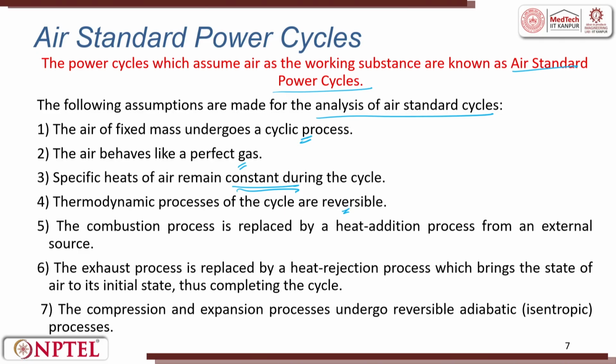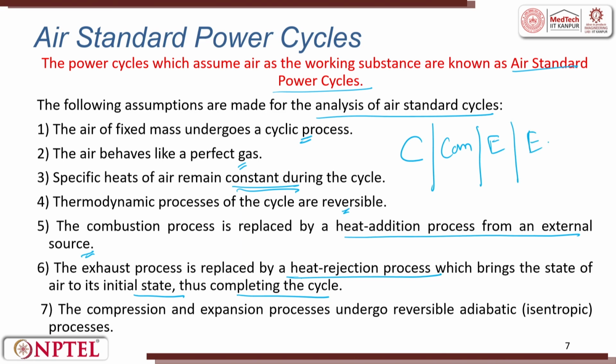The combustion process is replaced by a heat addition process from an external source. The combustion process is replaced because when combustion happens, we go from compression, combustion, expansion, and then exhaust. You try to apply heat from outside. The exhaust process is replaced by a heat rejection process which brings the state of the air to the initial state, thus completing the cycle. So, as I told you, compression, then combustion, then expansion, then exhaust.